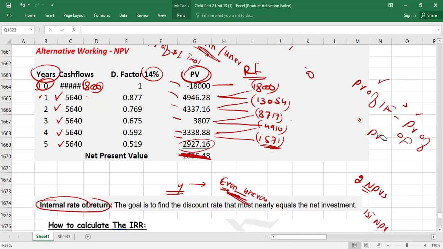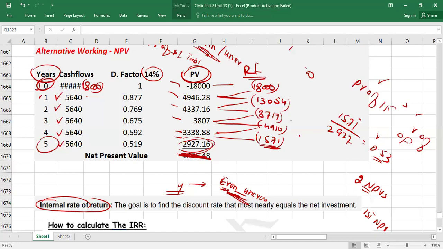Still, we can calculate the fraction of year 5 which we took. How will we calculate? We'll take remaining investment 1571 divided by cash flow in the next year, which is 2927. So the fraction is 0.53. Guys, just cross check calculations, okay? Because I'm doing it on a calculator, I may make a mistake.